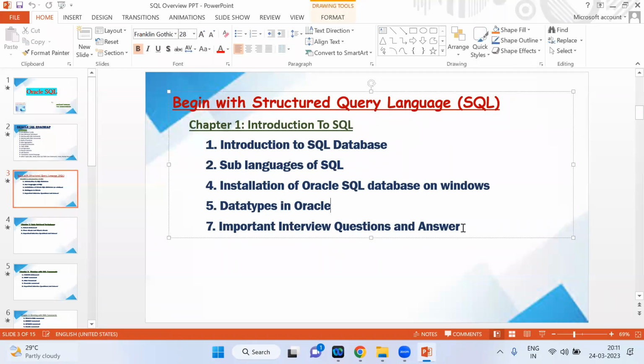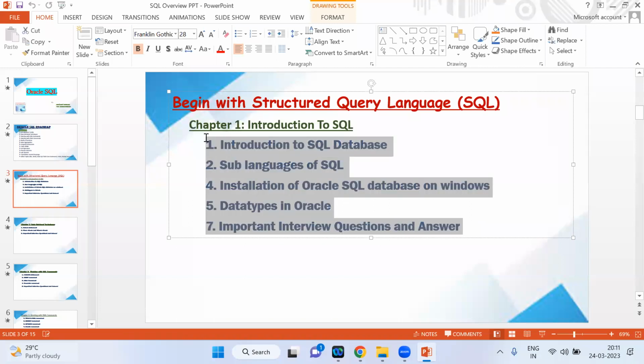Fine. So the first chapter we are going to discuss is introduction to SQL. These are the topics there. This is not much important for experienced people, but if you are a fresher, then you have to learn it. If you are going as a fresher, then you have to learn it.